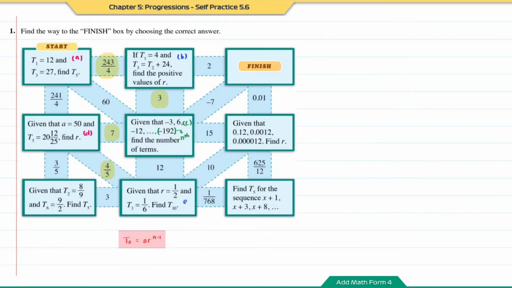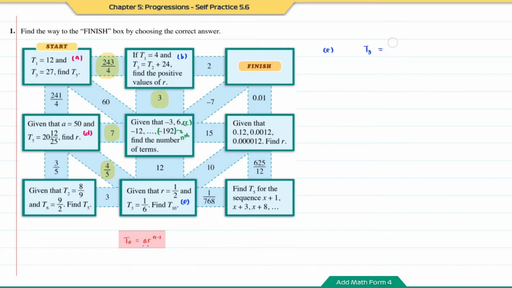So I'm going to label the next questions here as E. Given that R, the common ratio, is equal to 1 over 2, and the third term, T3, is equal to 1 over 6, find the T10. To find the T10, we need the information of A and R. So we already have the information of R. So here we're going to find the missing information, which is the A. To solve for question E, we're going to find the A using the information.